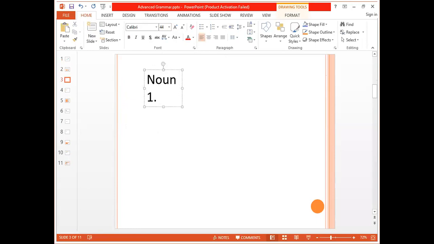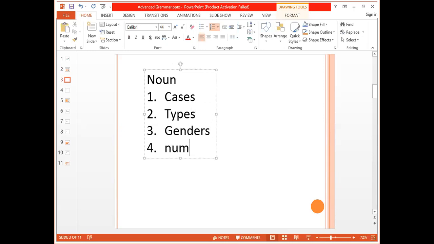Number 1, we talked about root number 1. That was cases of noun. We studied about cases. Number 2, we studied about types of nouns. Third one, yesterday we talked about genders, and today we will talk about numbers. Clear? So these are the 4 roots of nouns. We call them roots of nouns.